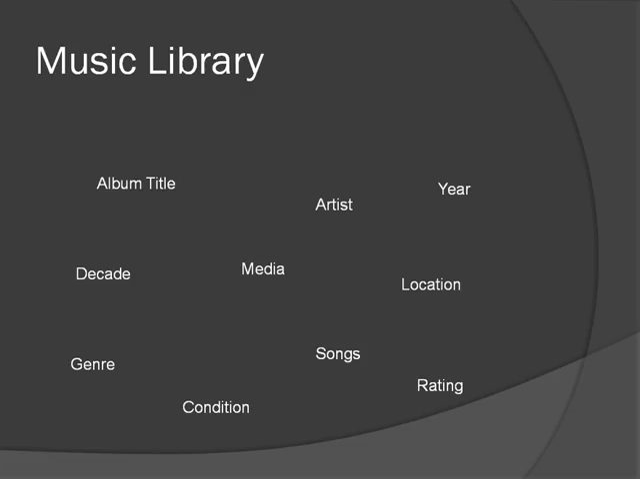The media, in other words, is it on CD? Is it on vinyl? Is it on tape? Why is that handy? Well, maybe we're asked, how many songs do you have on vinyl? How many albums do you have that are on CD? And it'd be easy to pull up that information. How about the location? Is it on a rack? Is it in a box?